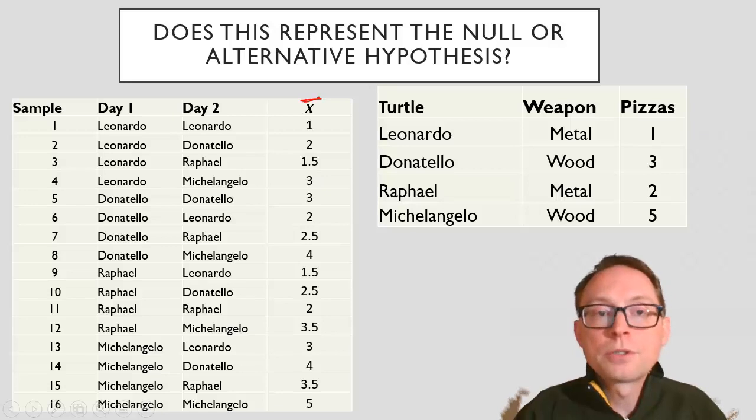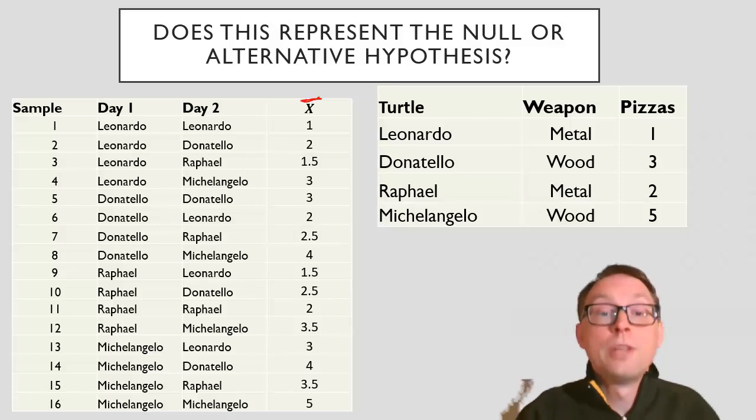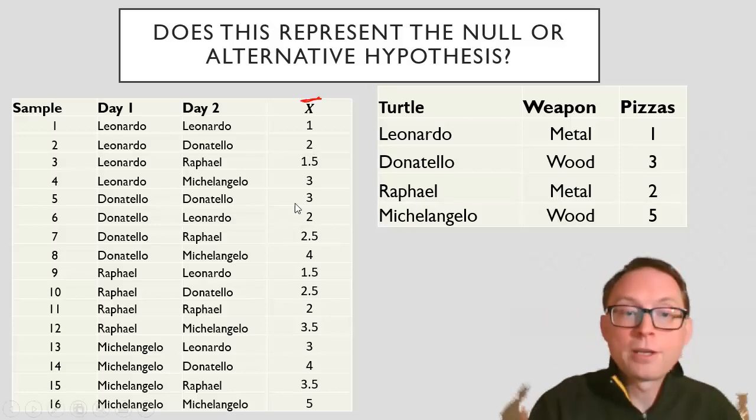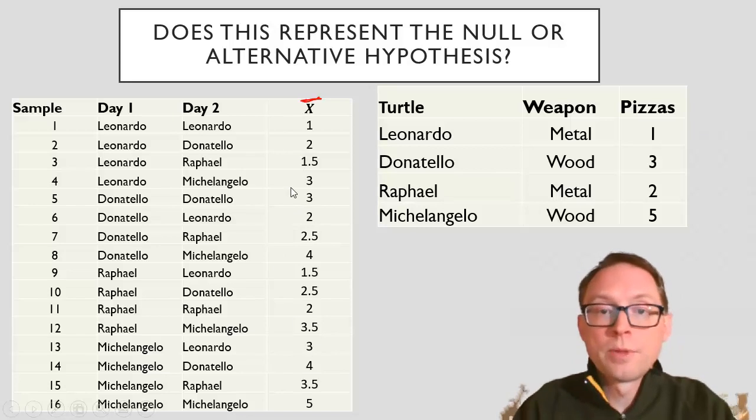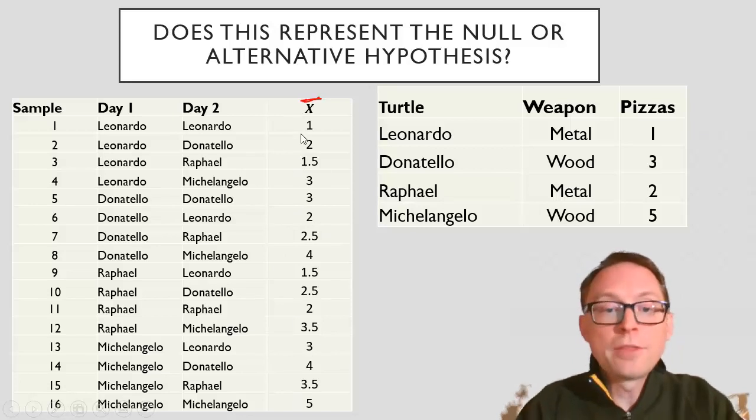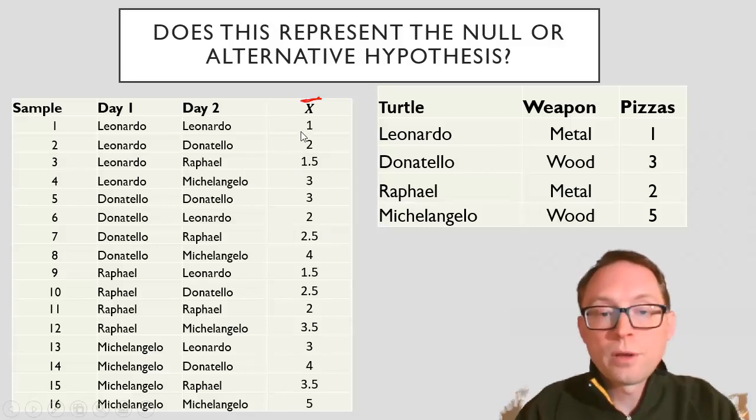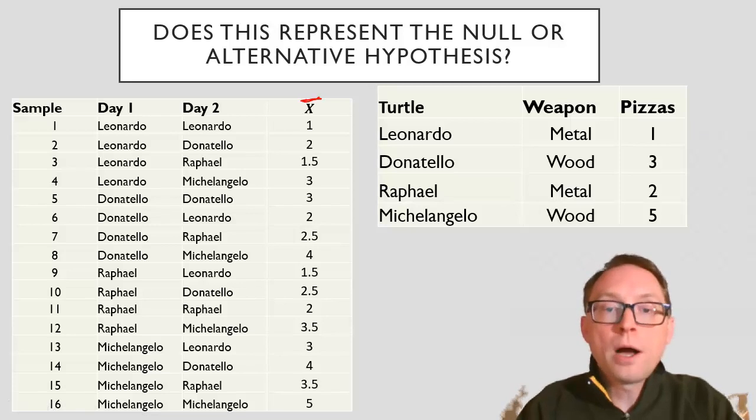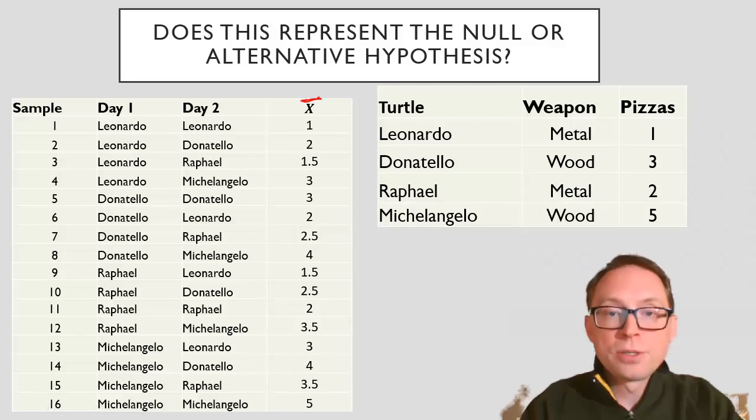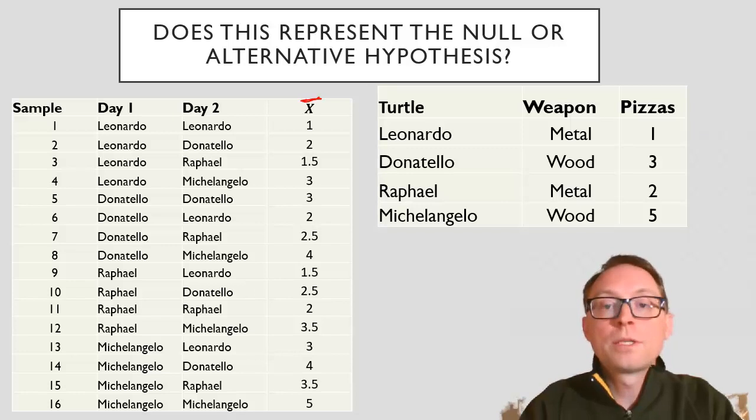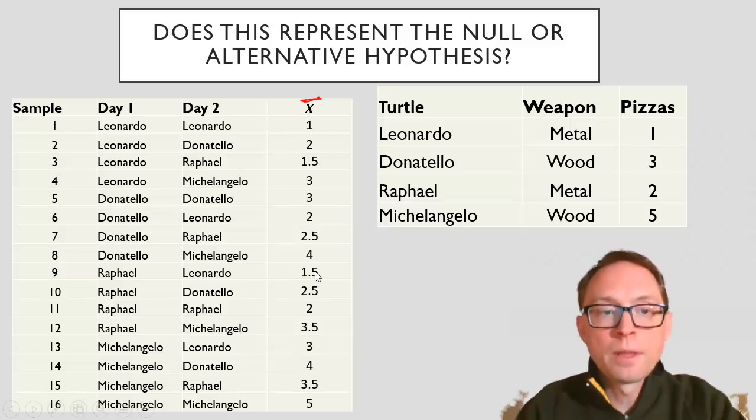So does this represent the null or the alternative hypothesis? This represents the null hypothesis. I just told you. This represents the null hypothesis because this is what they eat every day. This is what's normal. These are all the possible means for the population when the sample size n equals 2. All of them.